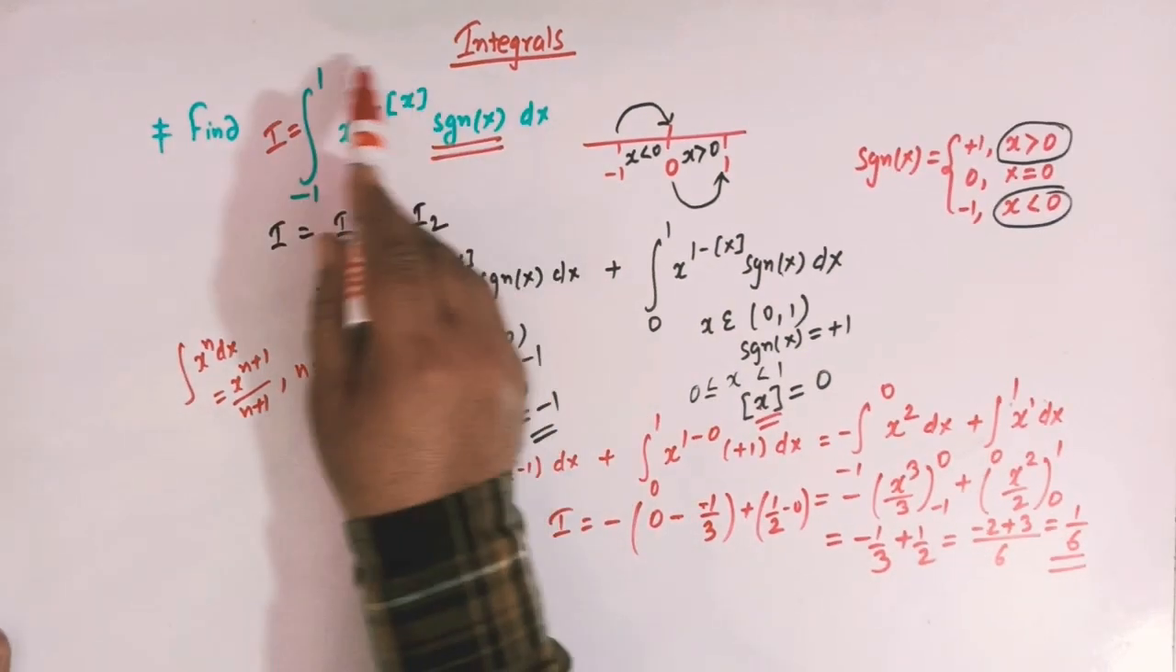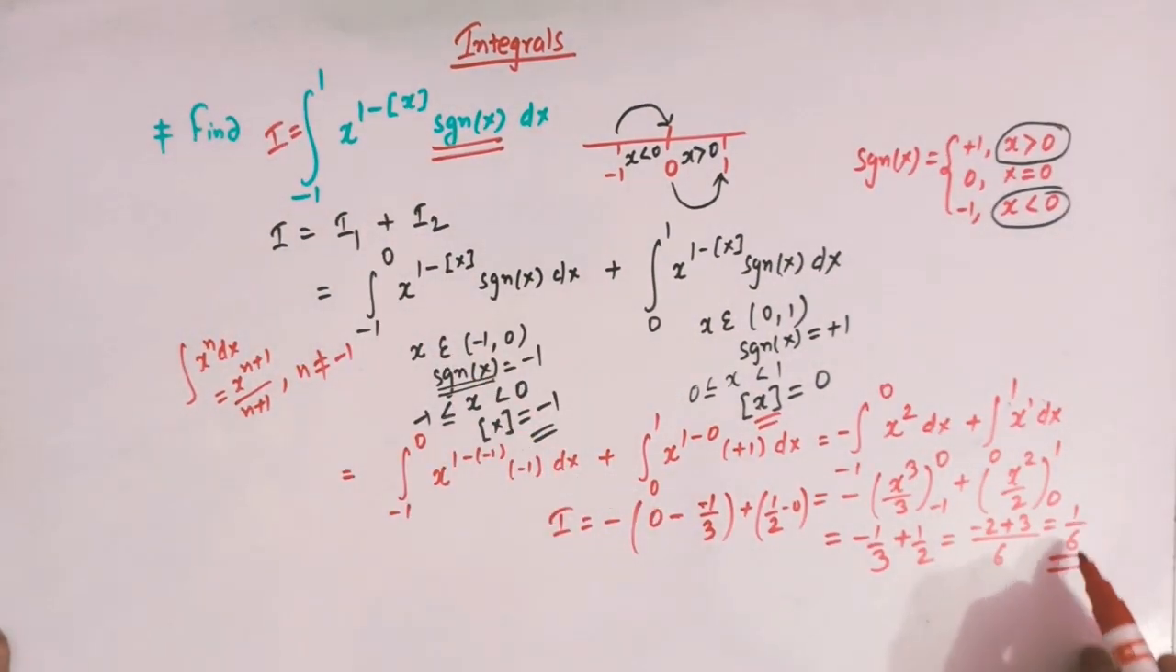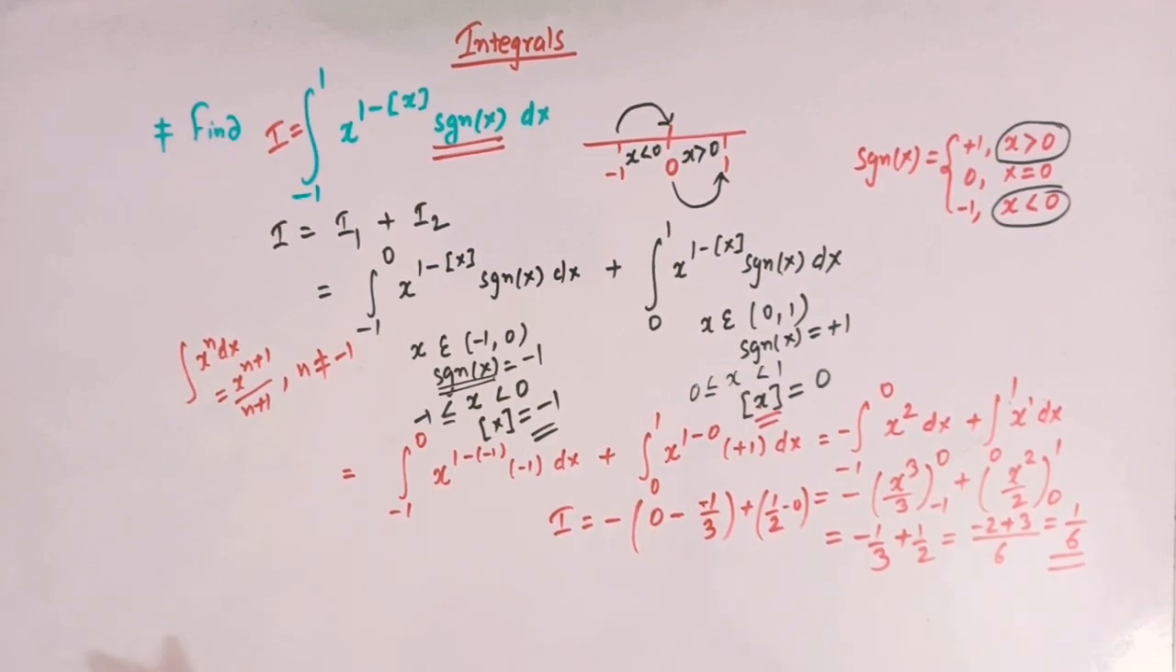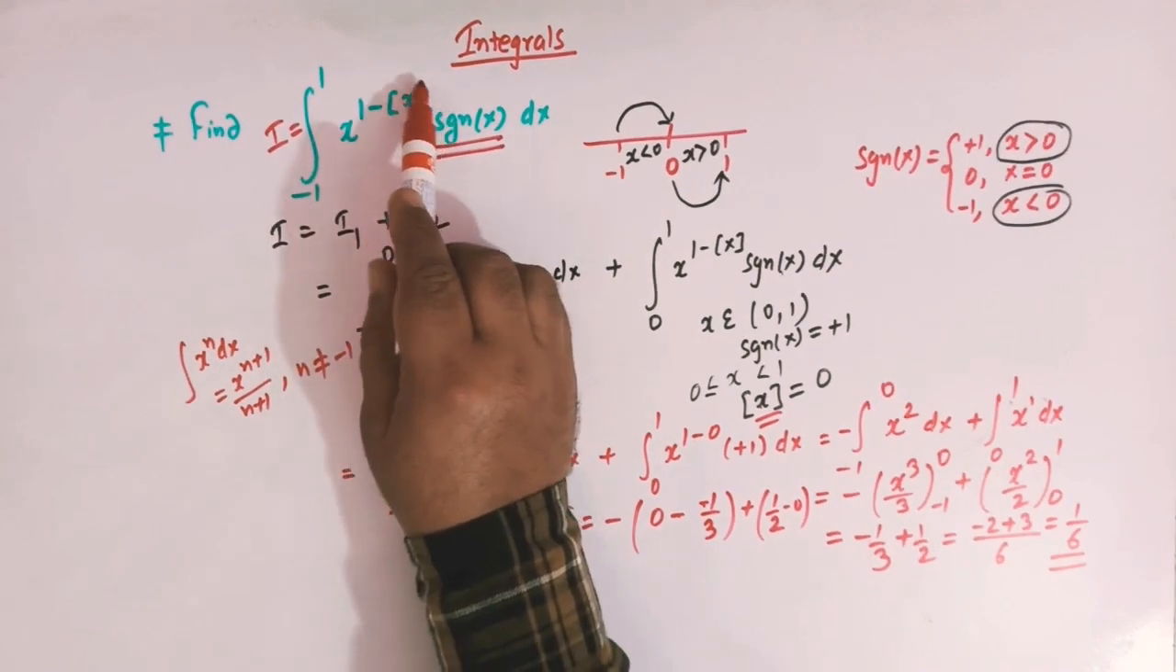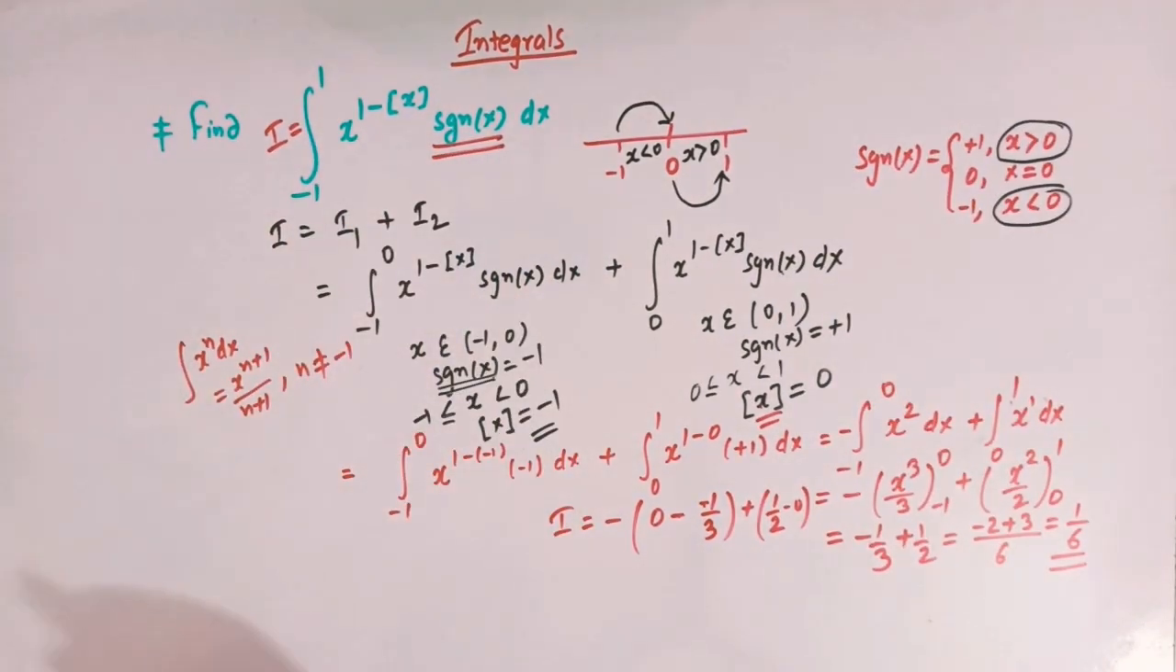So the value of this integral is 1 over 6. Viewers, this is how we can make use of the basic definitions of these functions, that is greatest integer function and signum function, to simplify these types of integrals and get the desired result.